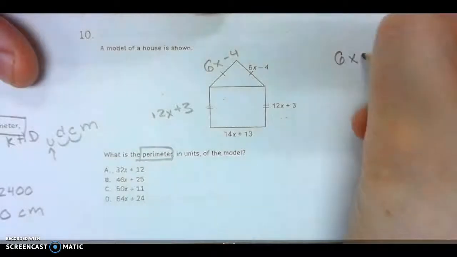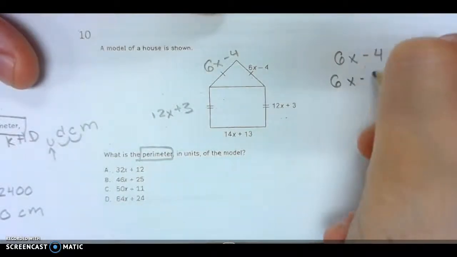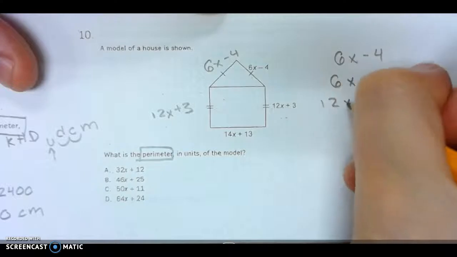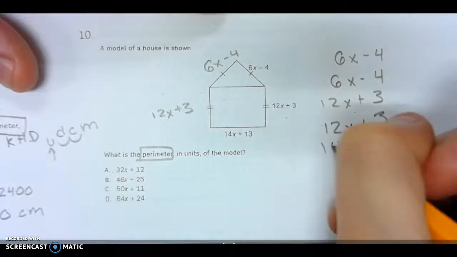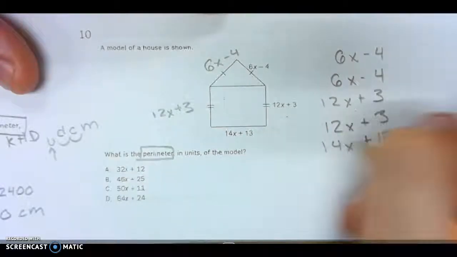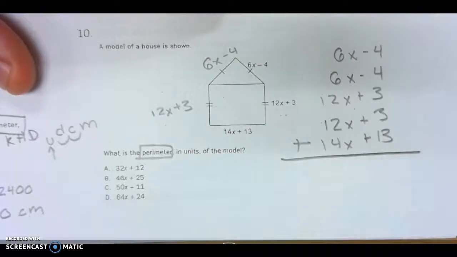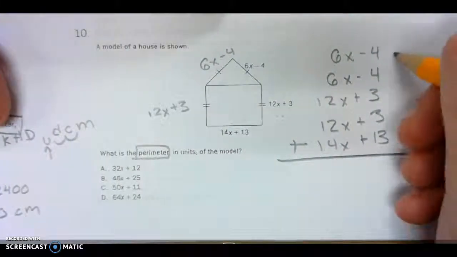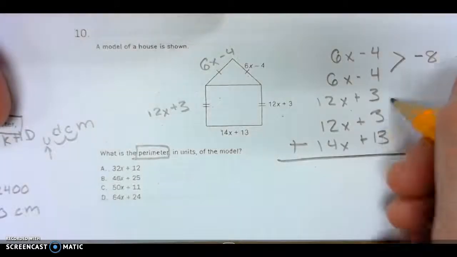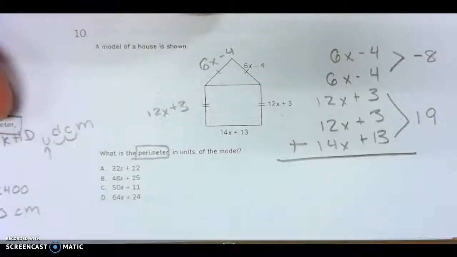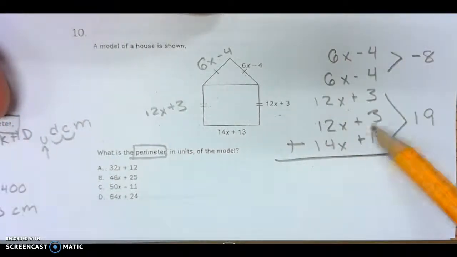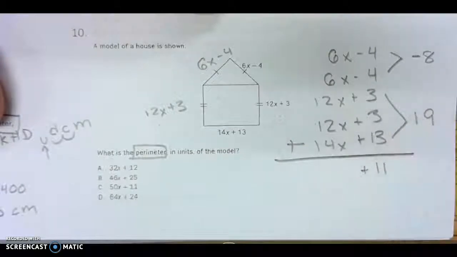So 6x minus 4, 6x minus 4, 12x plus 3, 12x plus 3, 14x plus 13. And I'm adding down. You could obviously do it the other way and combine like terms. This is going to be a negative 8, and these add to be positive 19. I told you that a lot of times I like to add my negative numbers and my positive numbers separately, and then I can just subtract. It makes it easier to me. So 19 minus 8 is 11.